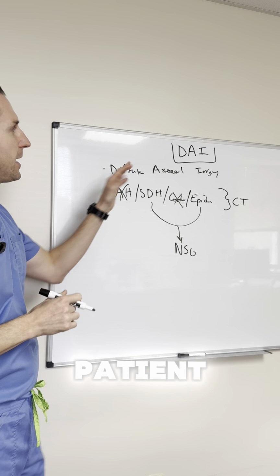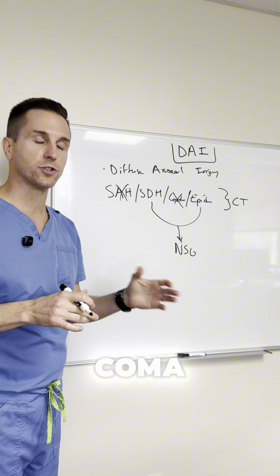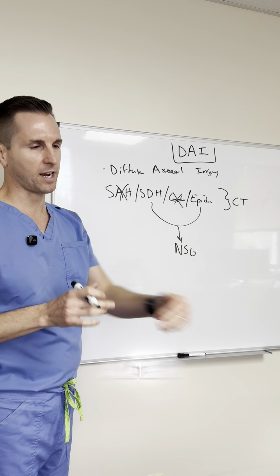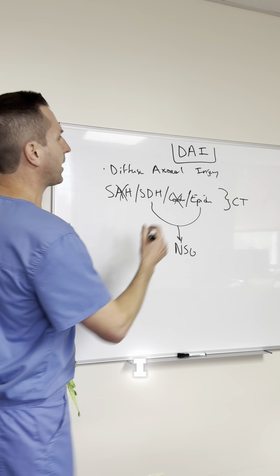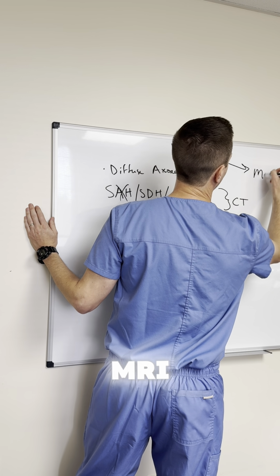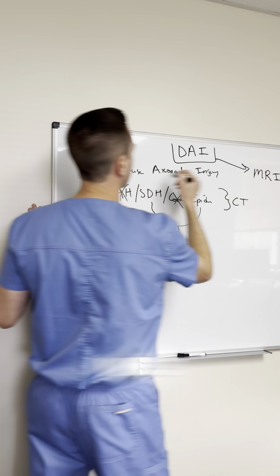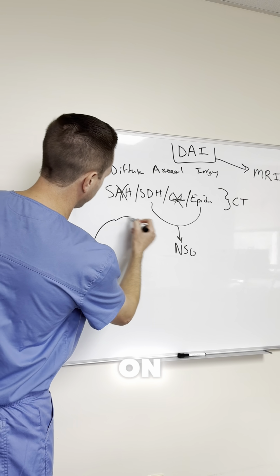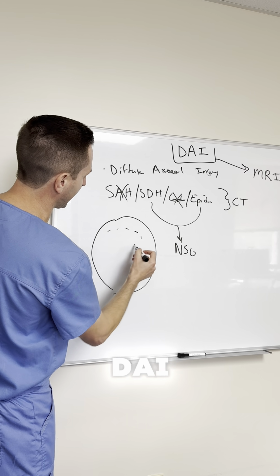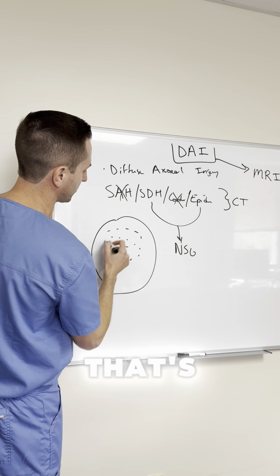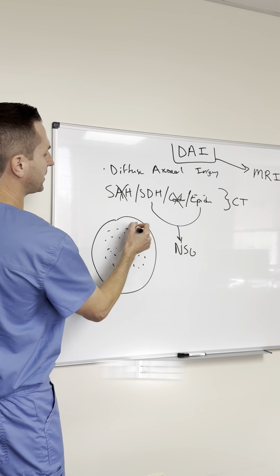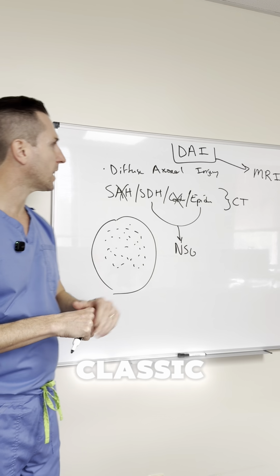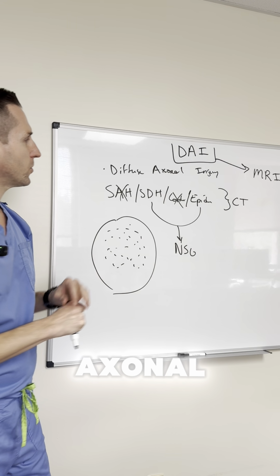However, if I have a patient whose Glasgow Coma score, their GCS, is not improving, and they're still concussed after 24, 48 hours, I really like to go to an MRI on these patients because that's where you're really going to see that DAI picture. And a patient with DAI has these diffuse punctate hemorrhages, which is why it's called diffuse, that are pathognomonic and classic for a diffuse axonal injury.